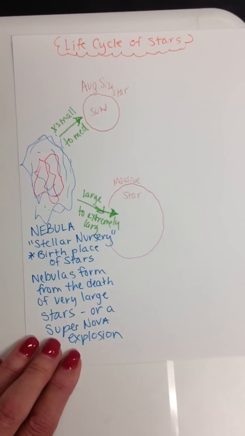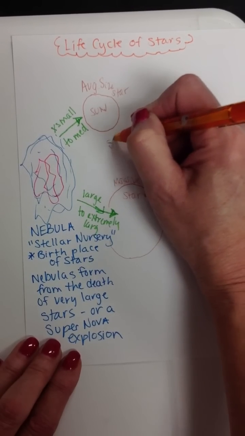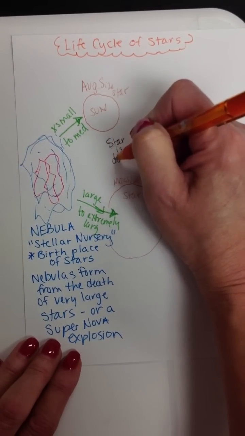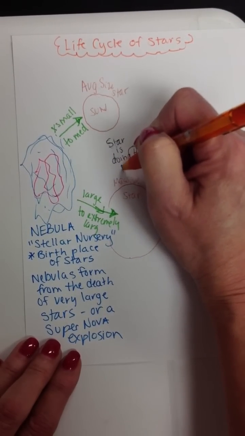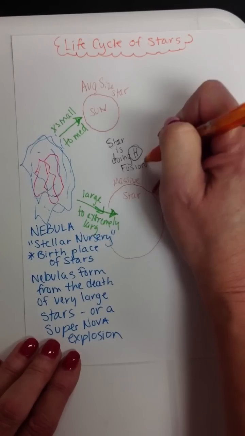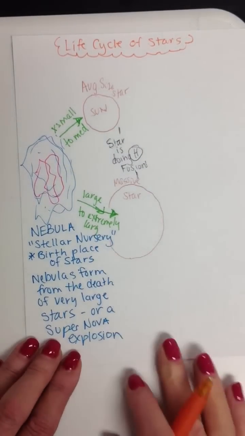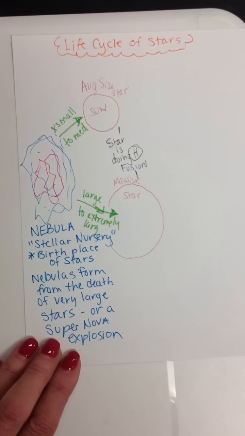Okay. So the first thing for a star to be officially born, or to actually be considered a star, is it must be doing hydrogen fusion. So that's where it all starts out. A star is doing hydrogen fusion to create that energy. That's the birth of this star. Once it's classified as a star, it is doing hydrogen fusion.